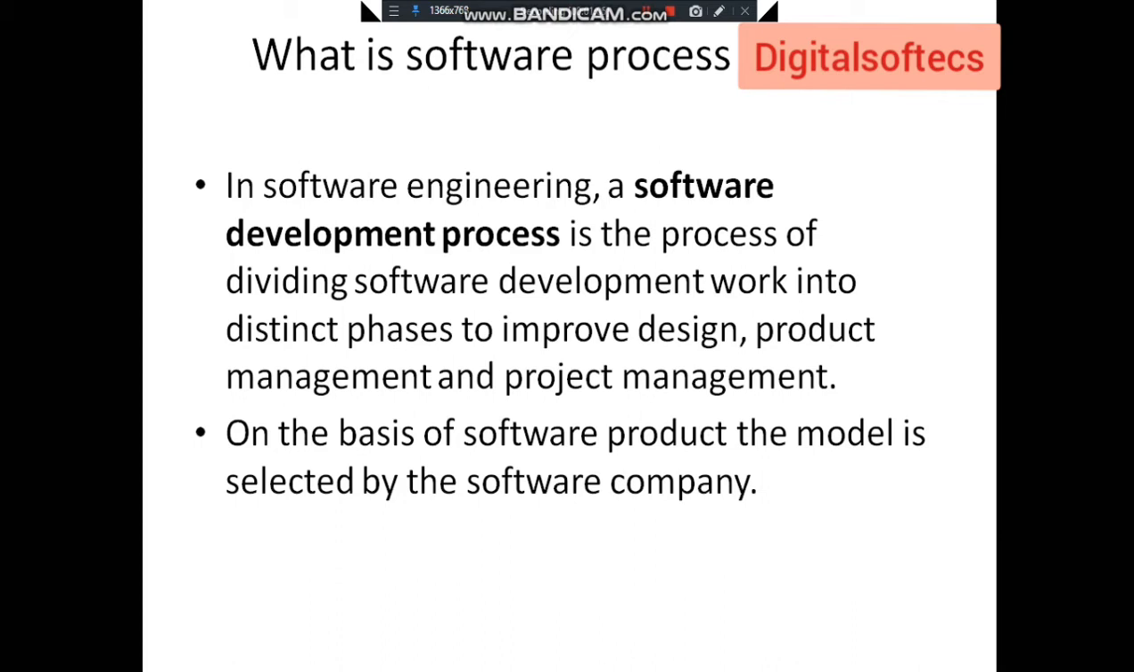Now, when we divide the software into different processes, it is because software development is not the name of one activity. It is a set of activities. When that set of activities is managed, we make the software easily and the quality of the software is assured. On the basis of the software product, the model is selected by the software company. We have different types of software models. Based on the project and the software that we need, the company selects the relevant model. So let's move towards discussing the different types of software process models.